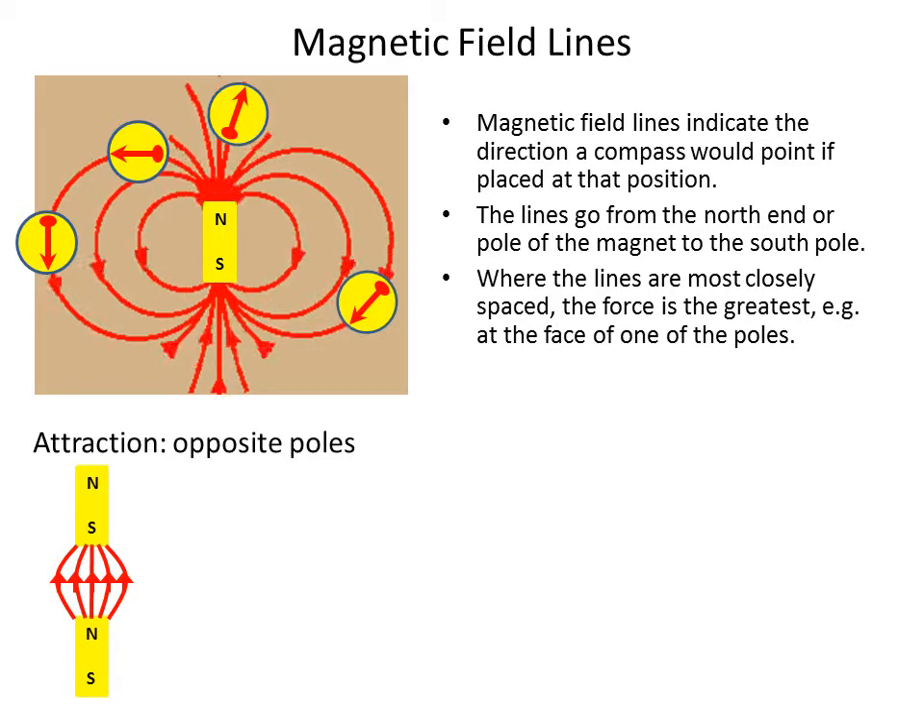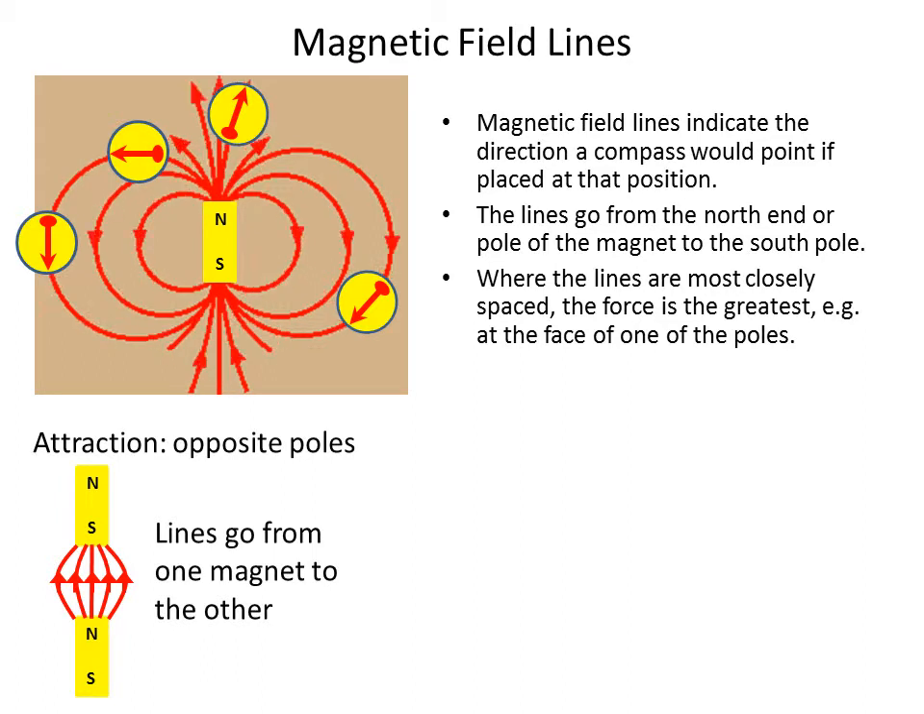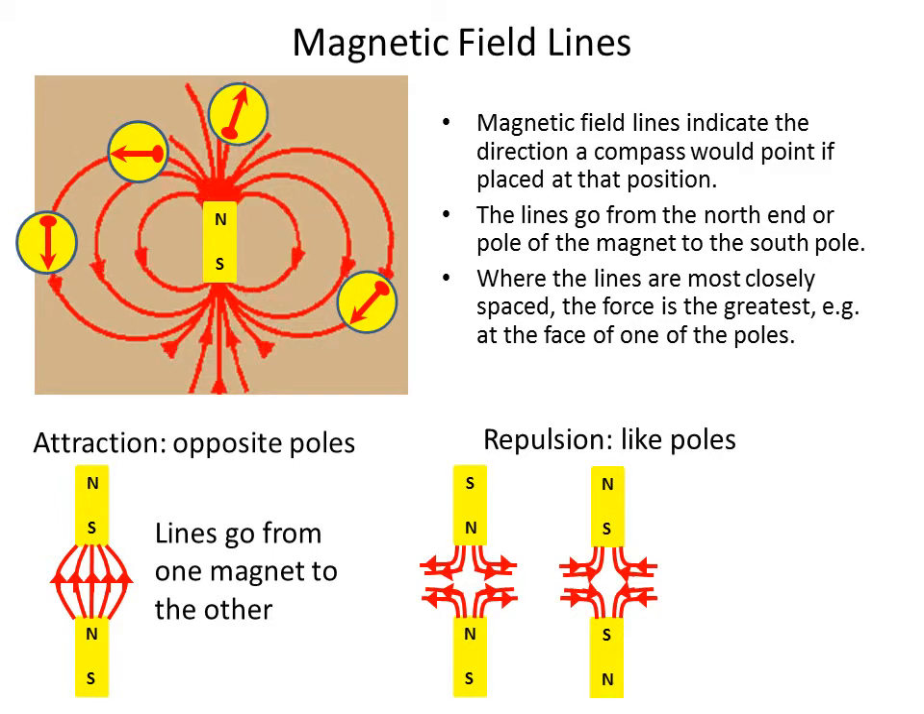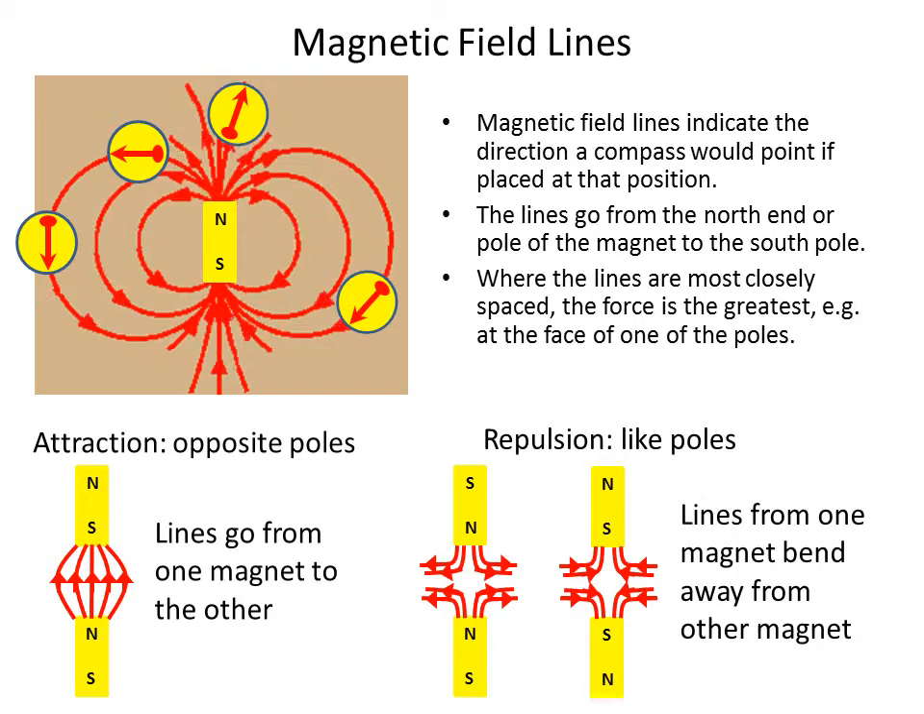Attraction. Opposite poles of magnets attract. So the north end is attracted to the south end of the two poles. And if you look at the field lines, the field lines actually go from one magnet to the other, so it looks like attraction. Repulsion, like poles repel each other. In this case, if you have a north facing a north, you see the lines bend away from each other, or south facing a south, the lines bend away from each other. So lines from one magnet bend away from the other magnet, so it looks like a repelling.